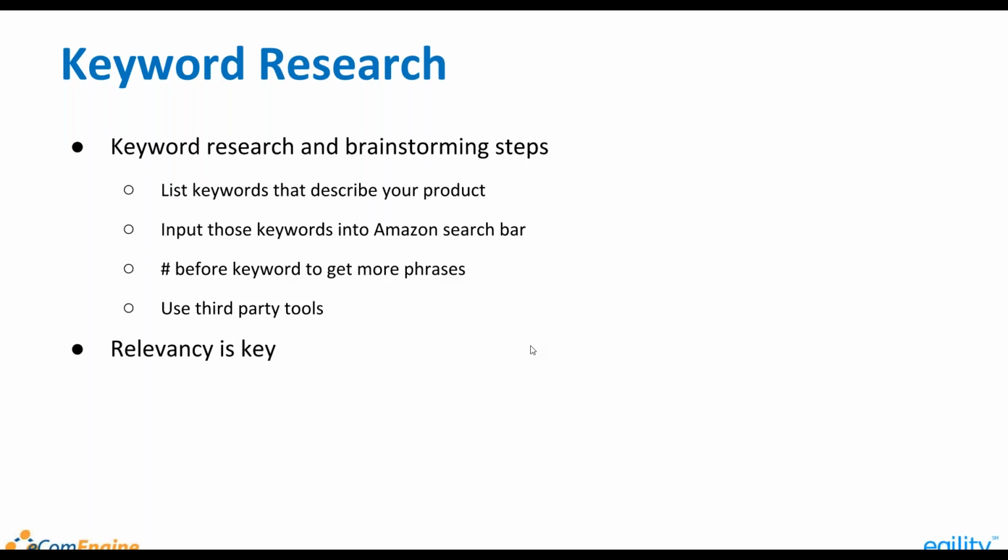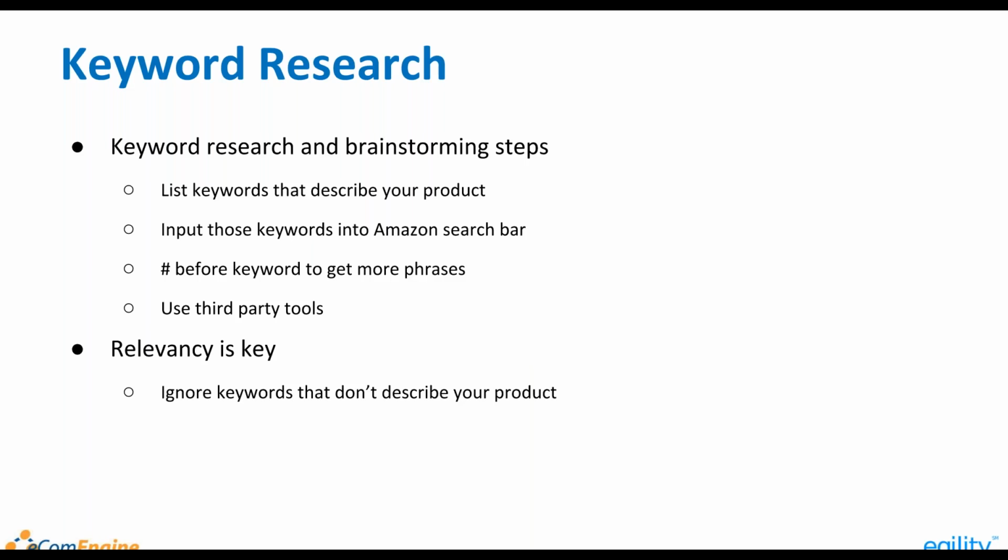Relevancy is key. I see way too many sellers who start, especially when they start using third-party tools, they'll see, oh, this particular phrase is ranking, has 1 million searches in 1 month, and it's not totally related to my product, but I want that traffic anyway. That's not a smart strategy.